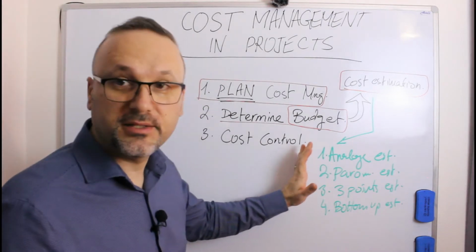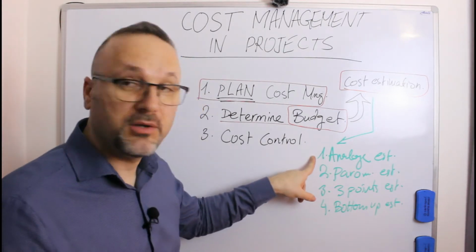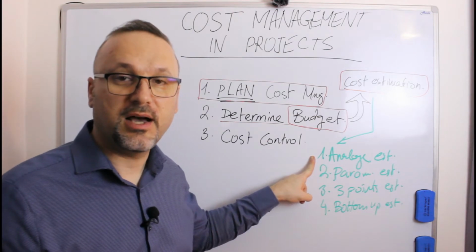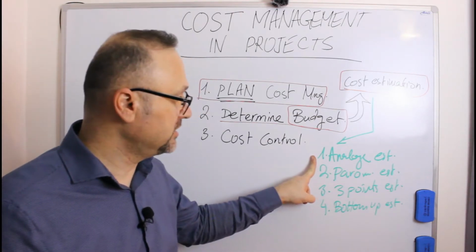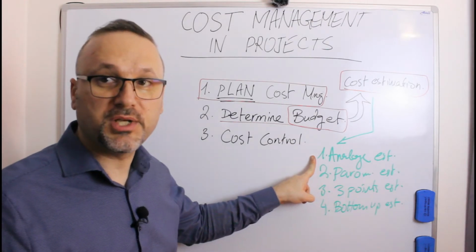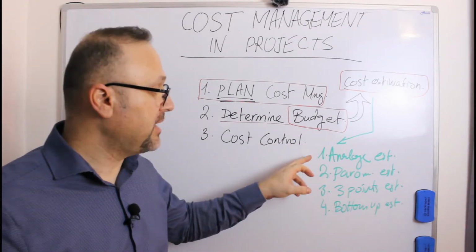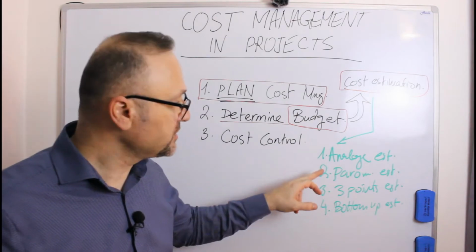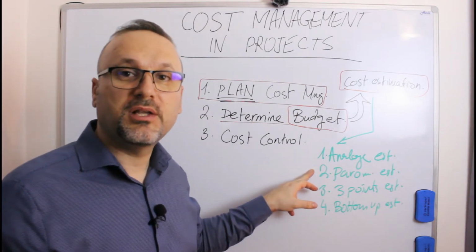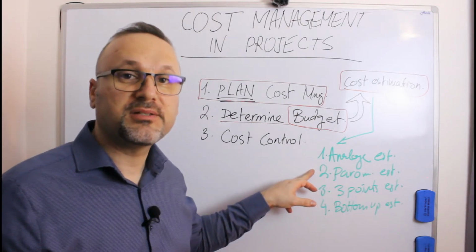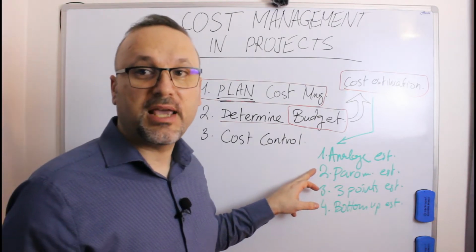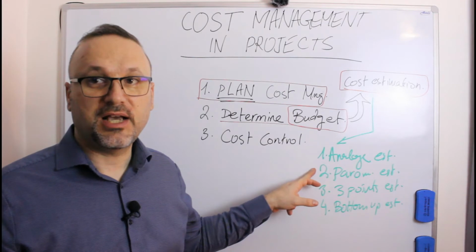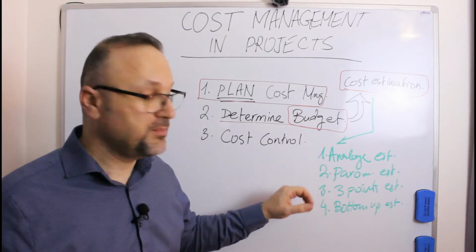To explain it clearly, the analogous estimation means I am roughly estimating how much this activity will cost according to previous projects or according to my experience. Parametric estimation is based on previous similar projects that I finished, where I have some figures as actual cost, so I can estimate it from here.